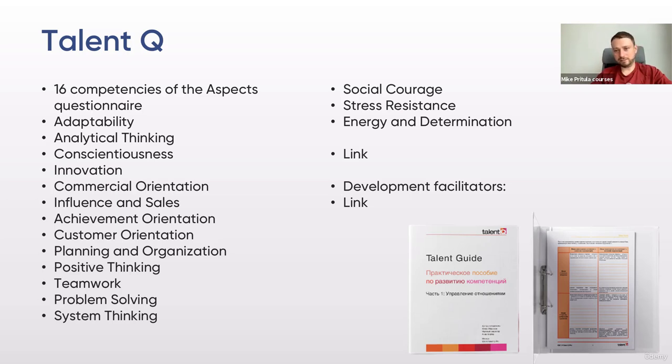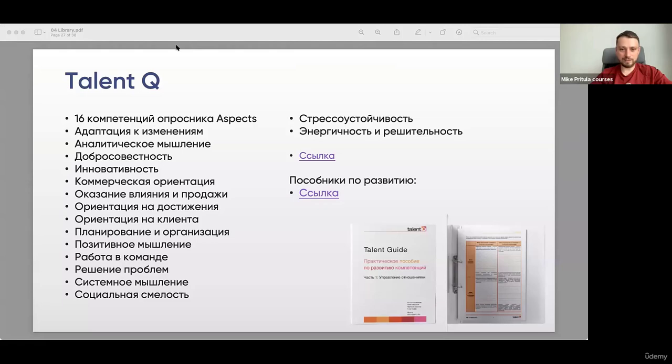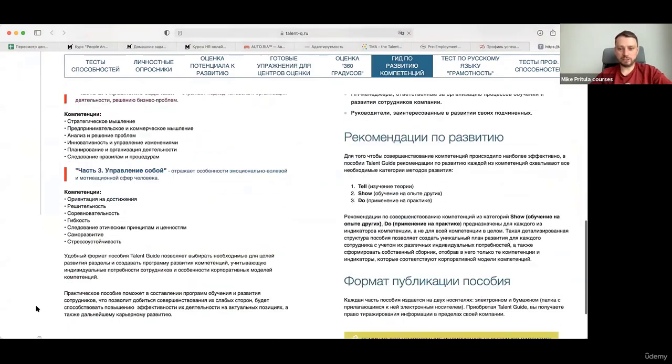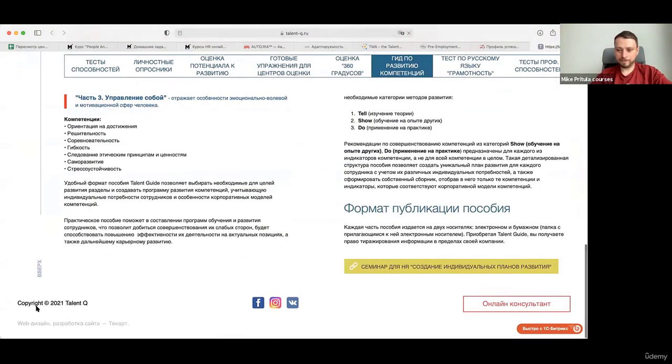They specialize in personnel assessment. They also have a competency model and a development guide. Here's a list of competencies they have, but their model isn't available in an open format, so we can't share it with you. You need to buy it from the company, but it doesn't cost a lot of money. Here's their website.